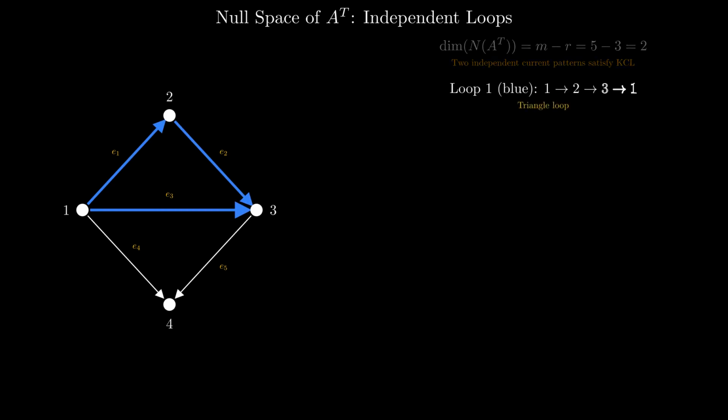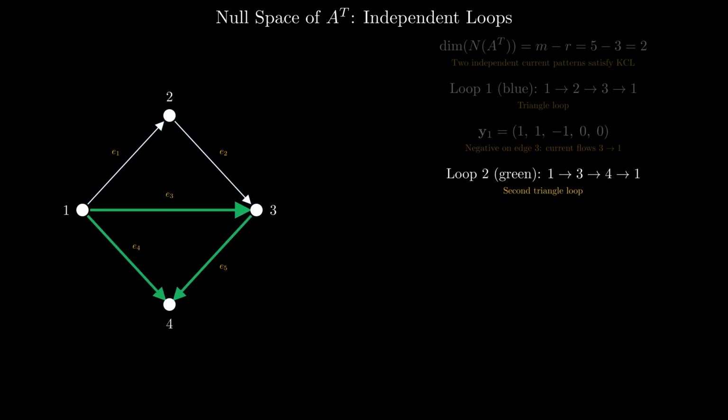The first basis vector is 1, 1, -1, 0, 0. This represents 1 amp flowing along edge 1 from node 1 to node 2, 1 amp along edge 2 from node 2 to node 3, and 1 amp backward on edge 3. The -1 means the current opposes edge 3's assigned direction, flowing from node 3 back to node 1. So this current circulates around the triangle formed by nodes 1, 2, and 3.